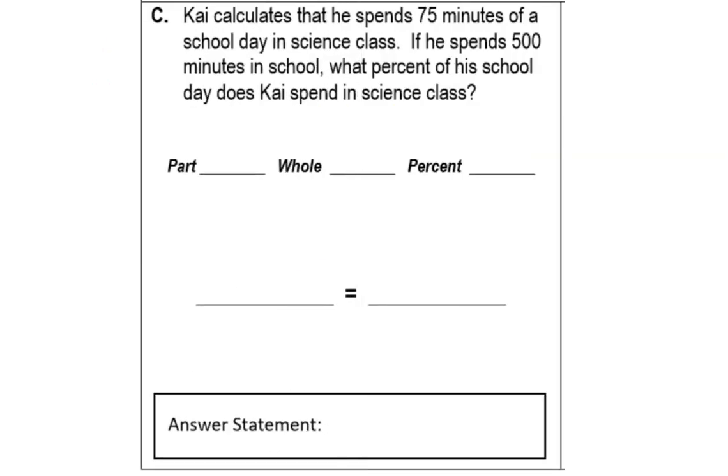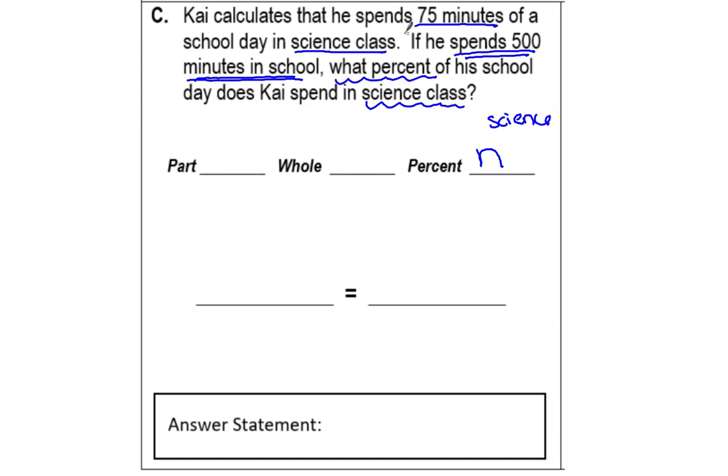Okay, problem C. Kai calculates that he spends 75 minutes of a school day in science class. So this 75 minutes is spent in science class. If he spends 500 minutes in school, what percent of his school day does Kai spend in science? So he spends 500 minutes in school, and we're looking for what percent will he spend in science class. So the percent is the unknown, this is our N, and we're talking about science class.